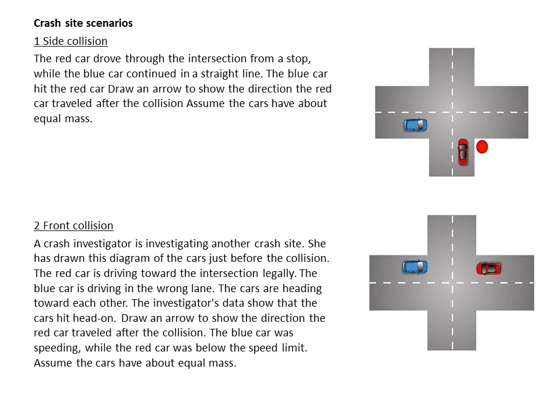Crash site scenarios. The first scenario, side collision. Before the crash, the red car was moving straight and the blue car was moving to the right side. After the crash, the red car will change its direction to the right due to the pushing force of the blue car, meaning the arrow is drawn to the right.